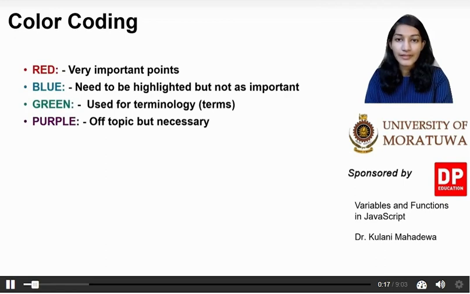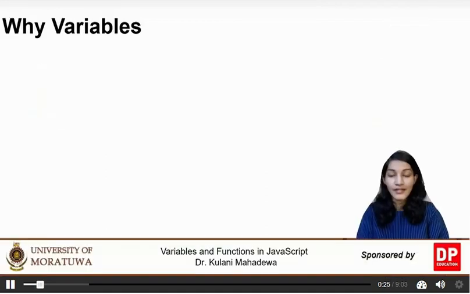Before moving forward, let's take a moment to get familiar with the standard color coding scheme we have been using throughout this course. Now, we know that JavaScript is a programming language. In programming languages, we use variables. Do you know why? To understand it, let's take an example.